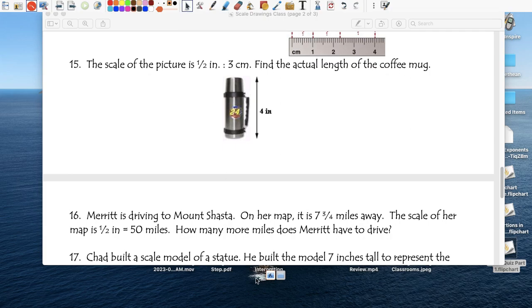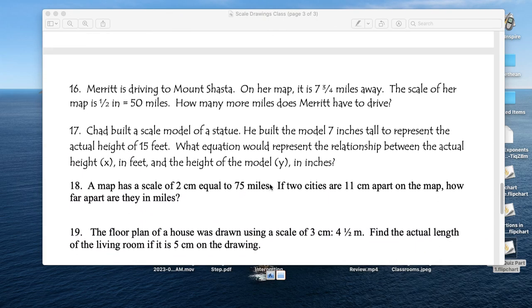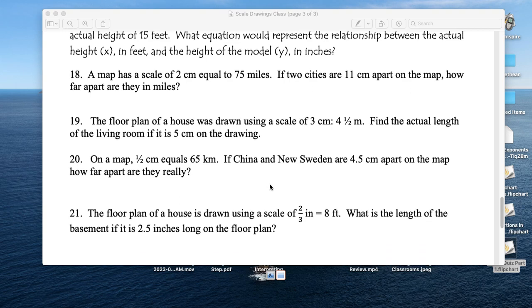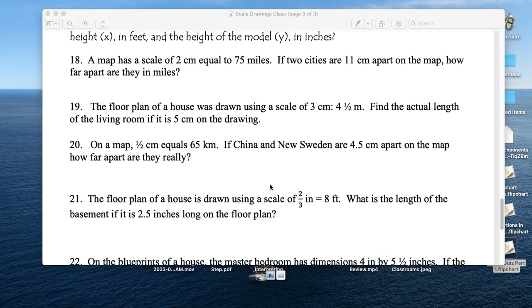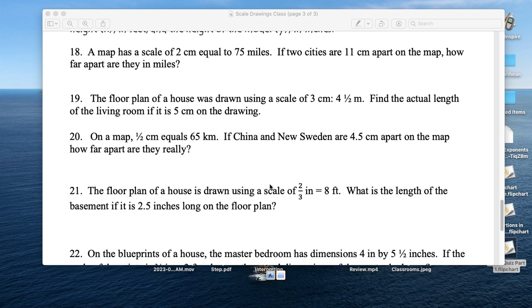Okay. Pretty sure you're bored by this by now, hopefully. So I'm going to do, for the room, the actual number is 5 centimeters.